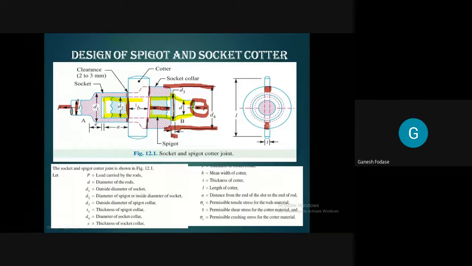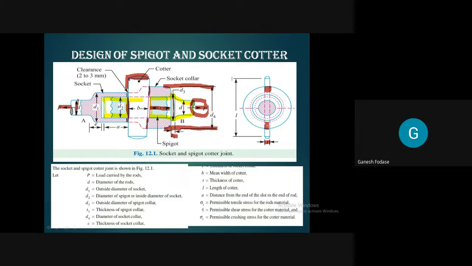Then t is the thickness of the cotter. Small t. You can see this one if I look from the side view. Here in this view you can see some thickness will be there. So t in the side view is shown. This one is the thickness of the cotter.